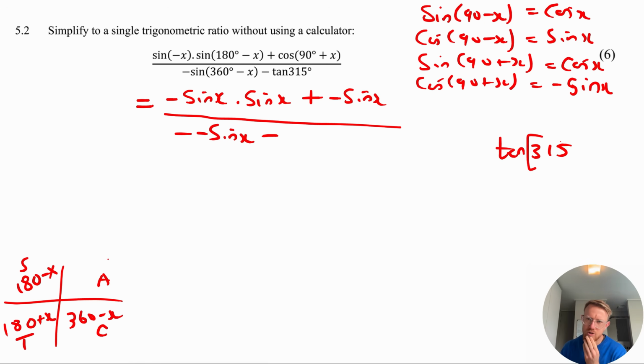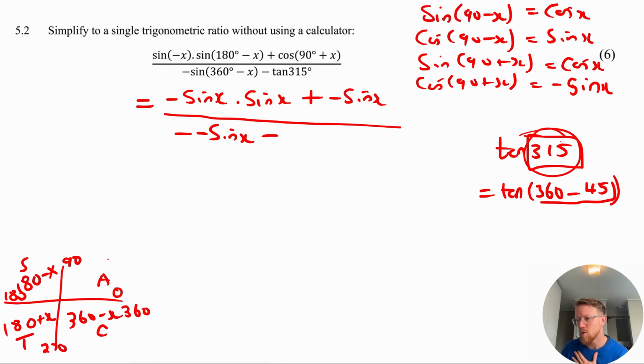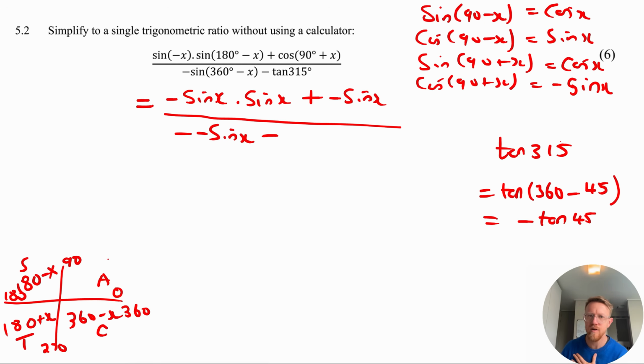where is 315? Well, remember, we start at 0 degrees, then we go to 90, then we go to 180, then we go to 270, and then we go to 360. So 315 degrees is somewhere in this quadrant here. So what we then do is we rewrite it as 360 minus 45, because then this still gives us 315. Then we know that tan is negative in this quadrant, so it becomes negative tan 45. So let's say here negative tan 45.